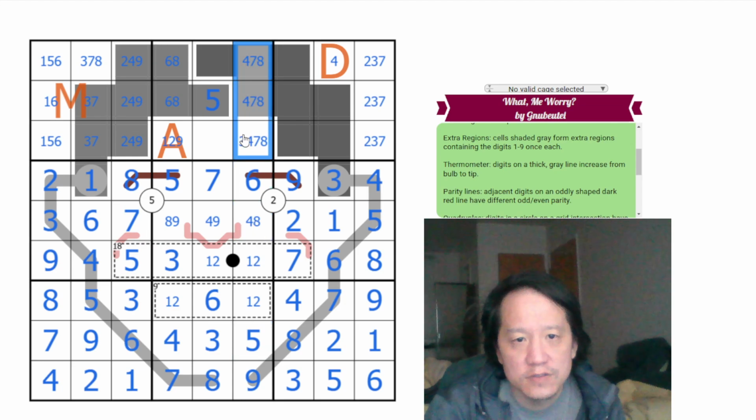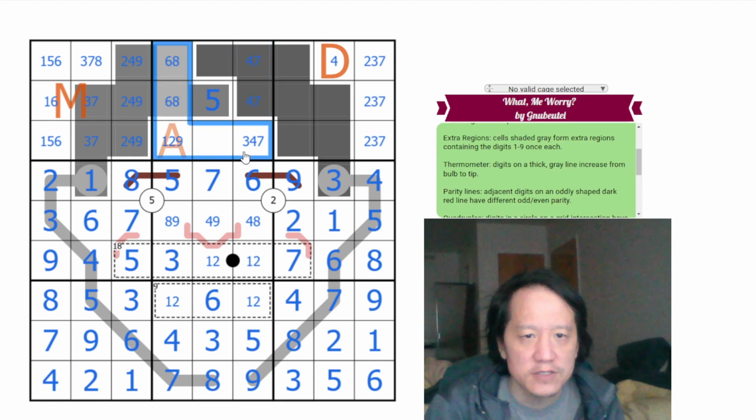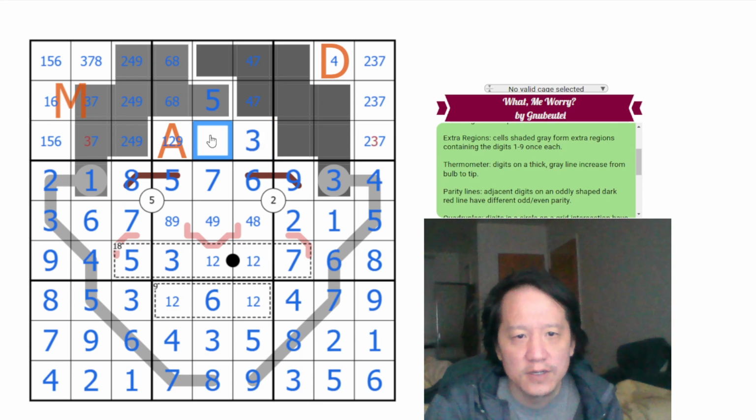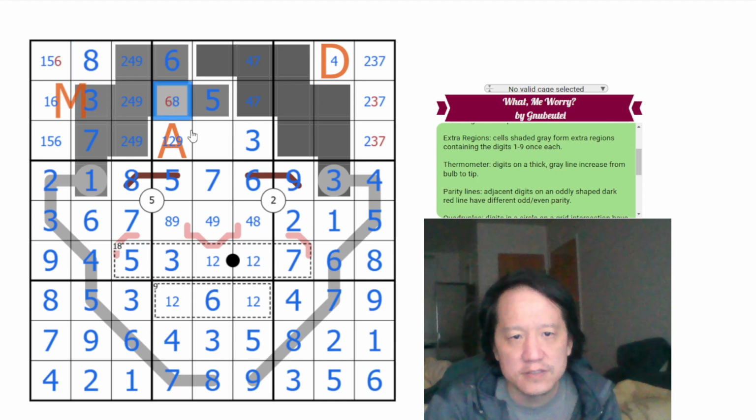7's one of these. Okay, this can't be 8 because we have 6, 8 in this box, and that eliminates any possibilities for 8 in the same box. So this is 4, 7, 4, 7, which forces this to be 3. So this can't be 3. This is 7. This is 3. This is 8. This is 6. This is 8. This is 2.